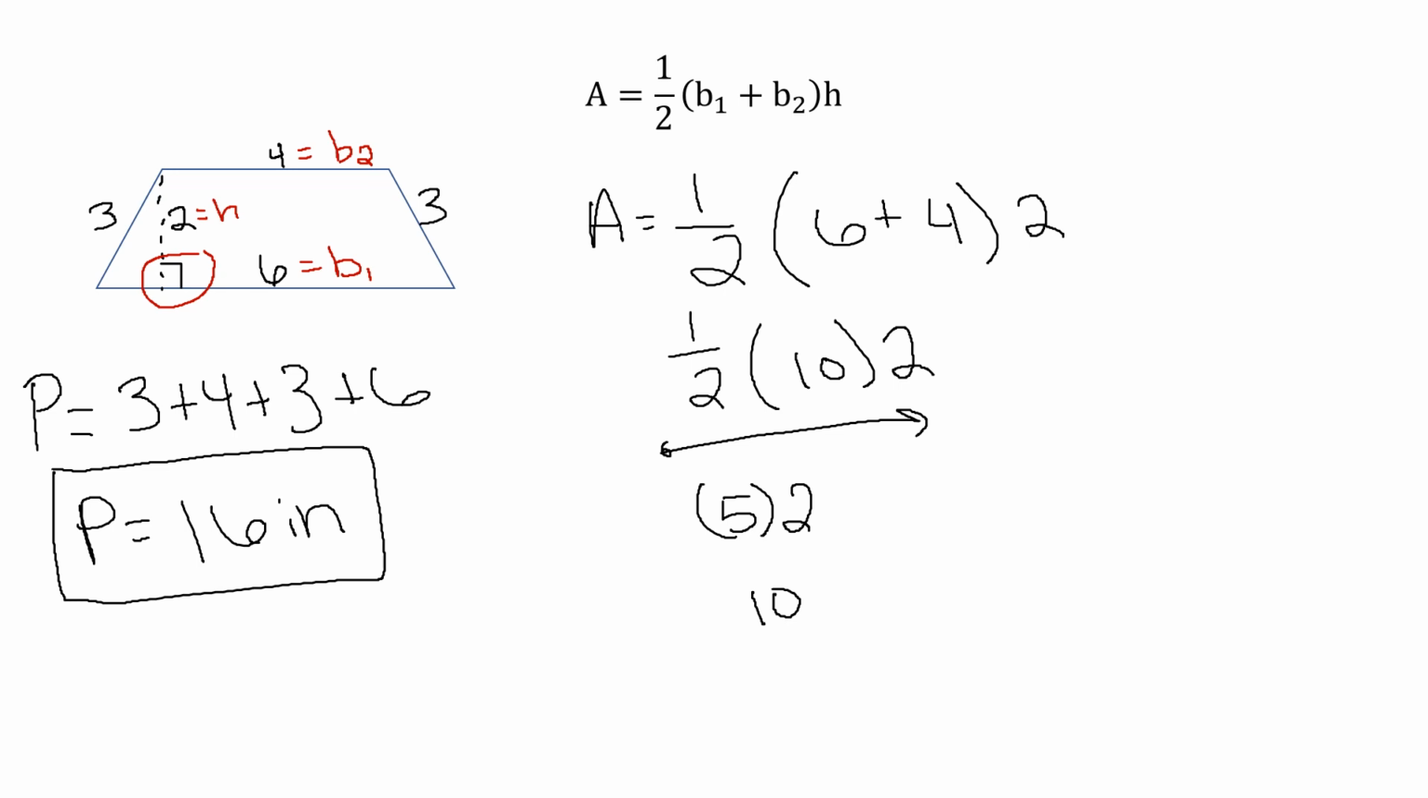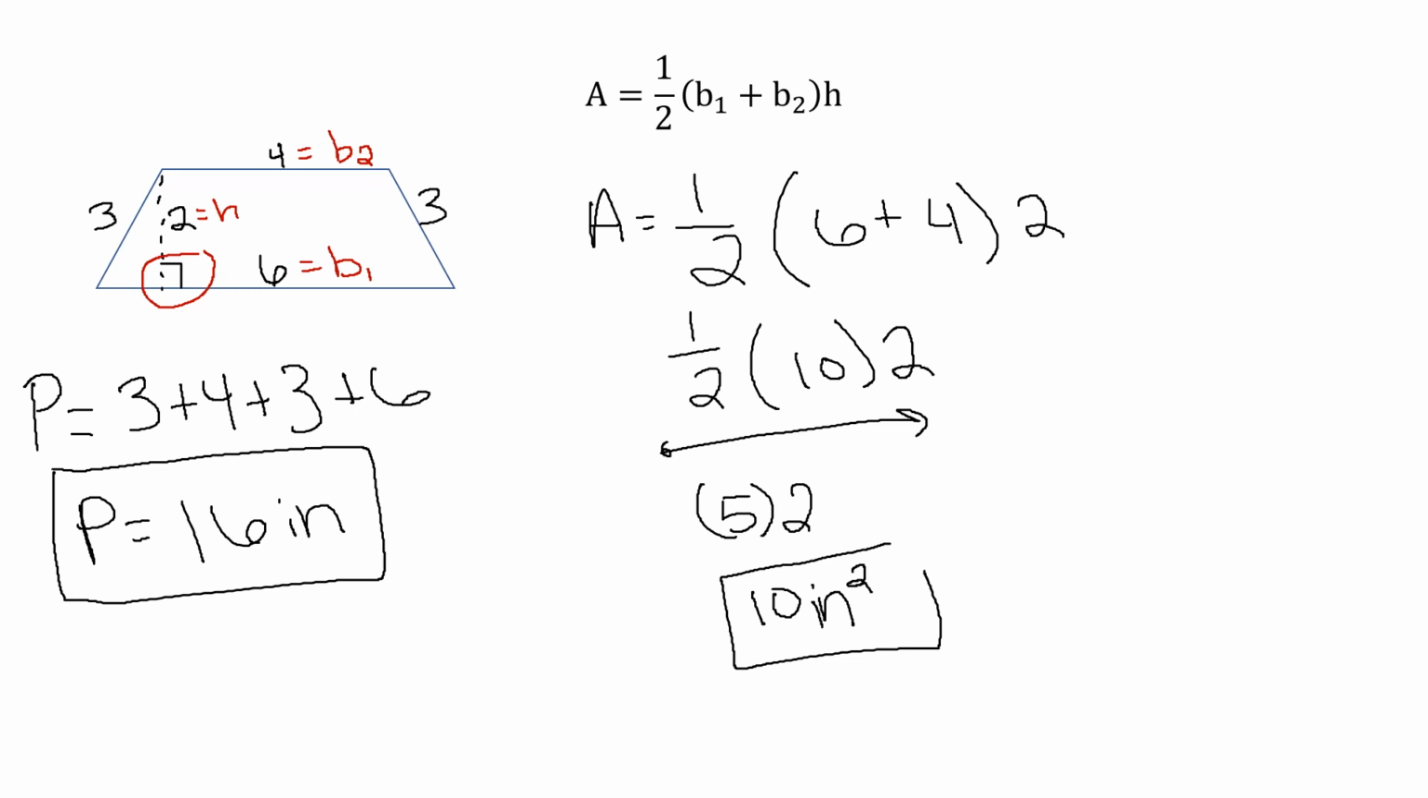Because it is the area that is two-dimensional, sorry, I was writing, so it's inches squared. All right, so that's all there is to it. For perimeter, add the outside edges. For area, just plug everything into that equation.